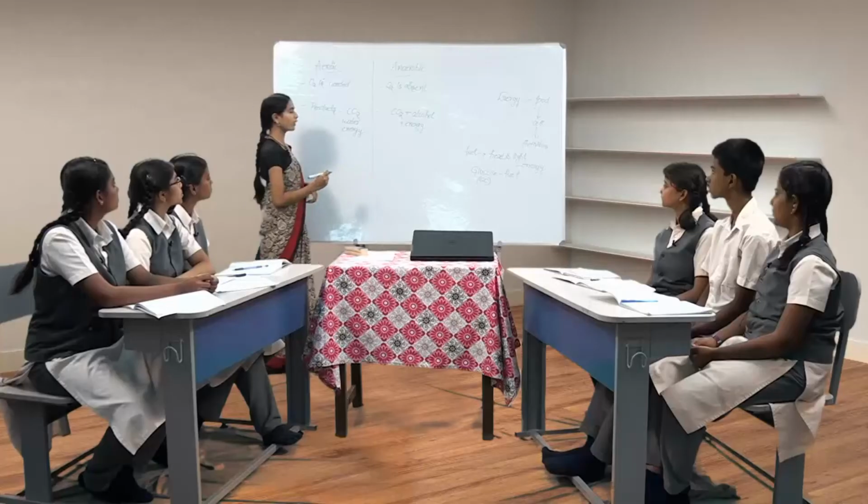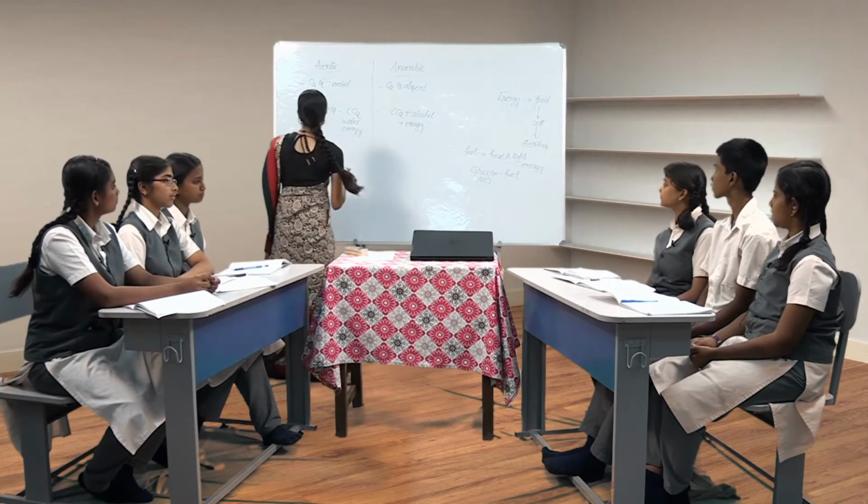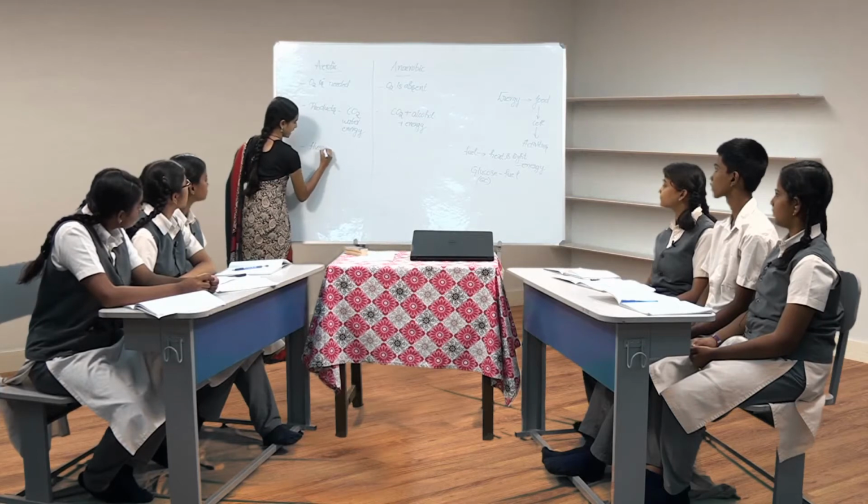Okay. Now third point, aerobic respiration. Ma'am, it occurs in humans. Okay, one example of aerobic respiration happens in humans, and anaerobic respiration happens in which cells? Yeast cells. Okay, it happens in yeast cells.